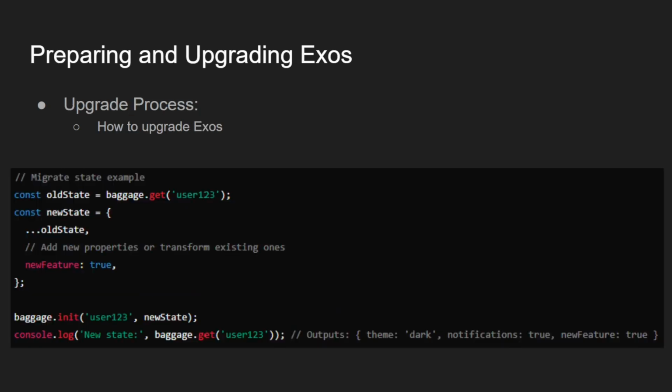Once you are prepared, you can proceed with the upgrade process. These steps include deploying new code. Deploy the new version of your Exo's code. Then you can migrate state. Migrate the existing state to the new version and ensure that all necessary data transformations have been handled correctly. Finally, you can validate the upgrade by checking the integrity of the state and the functionality of the new version.